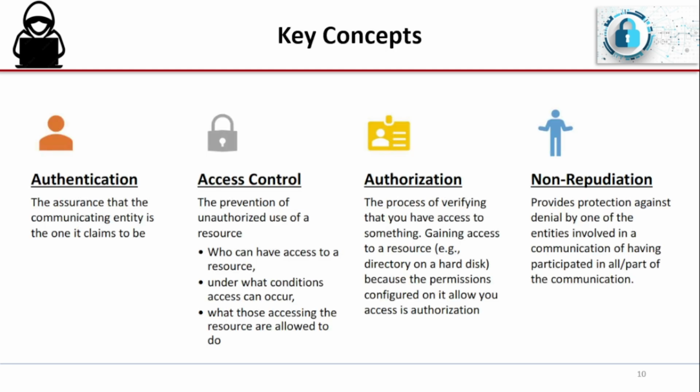Then there are a few key components in information security: authentication, access control, authorization, and non-repudiation. What is authentication? Authentication ensures that a communicating entity is the one it claims to be. Let's understand it in the form of a story. You are going into your department in university, and there is a biometric system in place at the door. You have that biometric card with you, so you put your biometric card on the door.